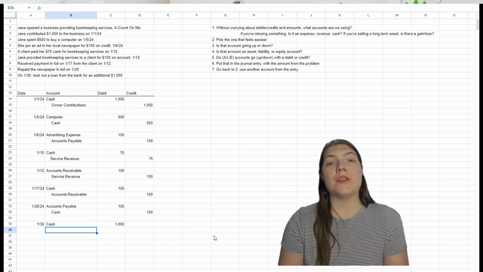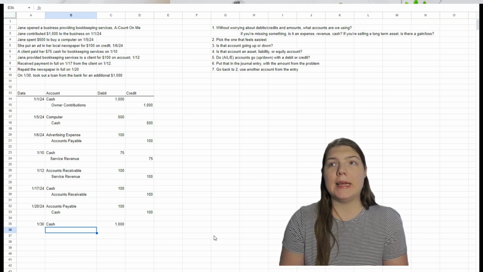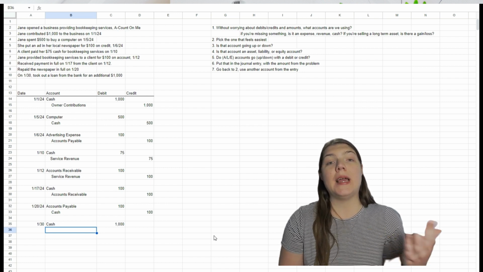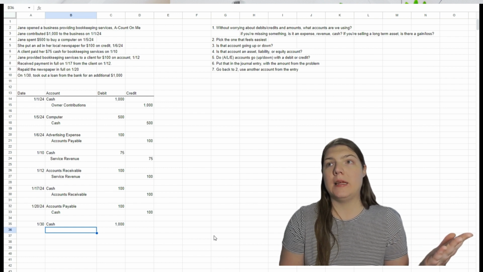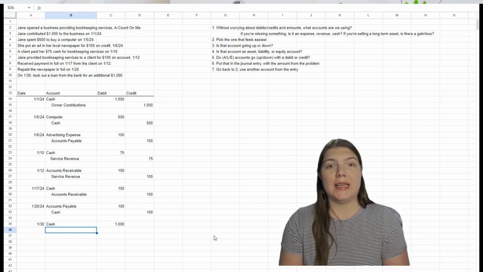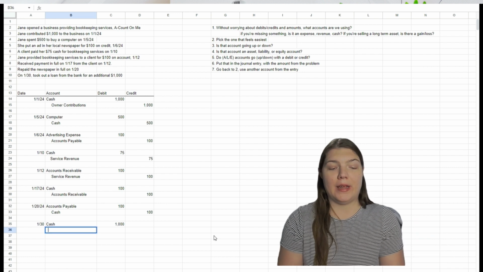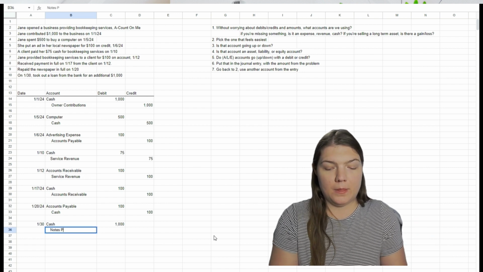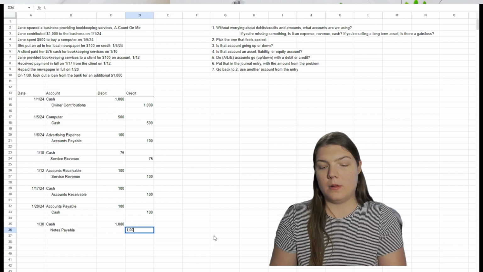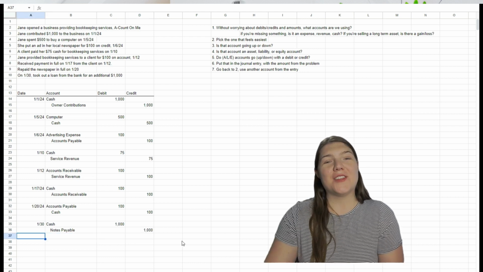And the other account is our note payable due to the bank. Note payable is going up, again, because we owe them more money. Notes payable is a liability, and liabilities go up with a credit. So we put it in here. That's all there is to it.